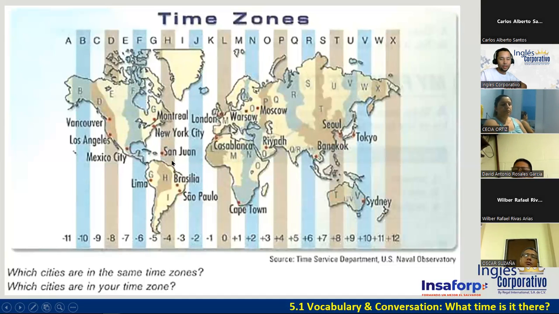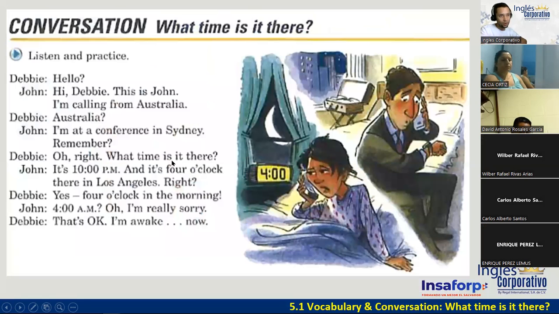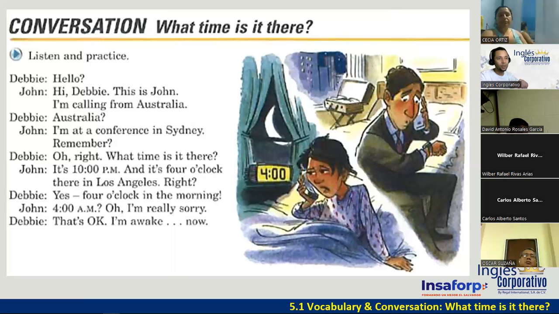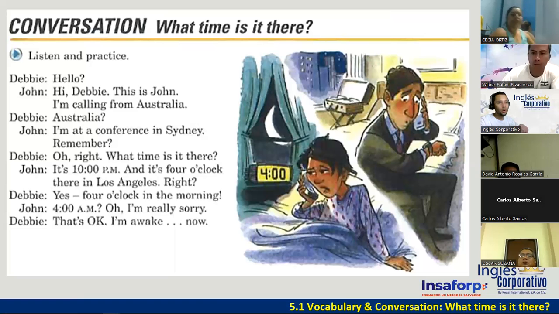Not very complex. But what is important right here is the conversation. What time is it there? Vamos a hacer una conversación entre dos personas que están en dos zonas horarias diferentes. Por lo tanto, la hora en un lugar es muy distinta a la otra. Conversation. So we have Debbie and John. I need two volunteers to read this. One man and one woman, please. One gentleman, one lady. Who can help me? Cecia, you will read Debbie's part, and Wilber, you will read John's part.